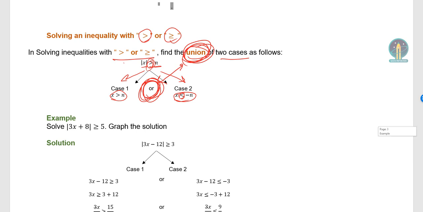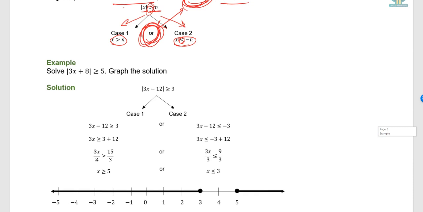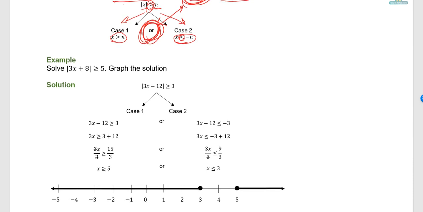Okay, let's look at an example. So solve the absolute value of 3x plus 8 is greater than or equal to 5, and then graph the solution. So again, we break it down to our two cases or instances. So 3x minus 12 absolute value is greater than or equal to 3.